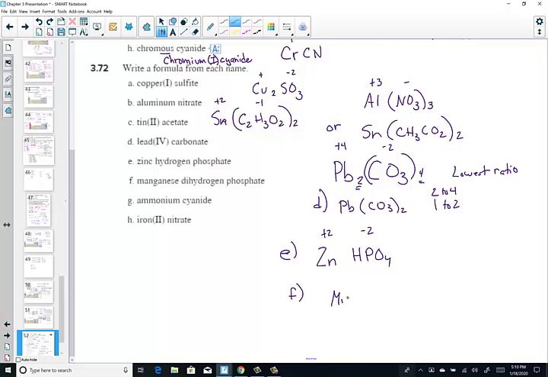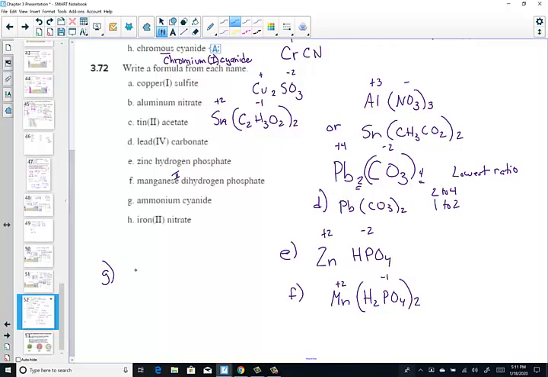Manganese needs a Roman numeral. Let's tell you it's manganese 2. That one was tough without the Roman numeral, manganese 2. And then dihydrogen phosphate, H2PO4, that carries a -1 charge. Mn, a +2, in a parenthesis, take that polyatomic ion, taken twice. Oh my goodness, home stretch, we can do this.